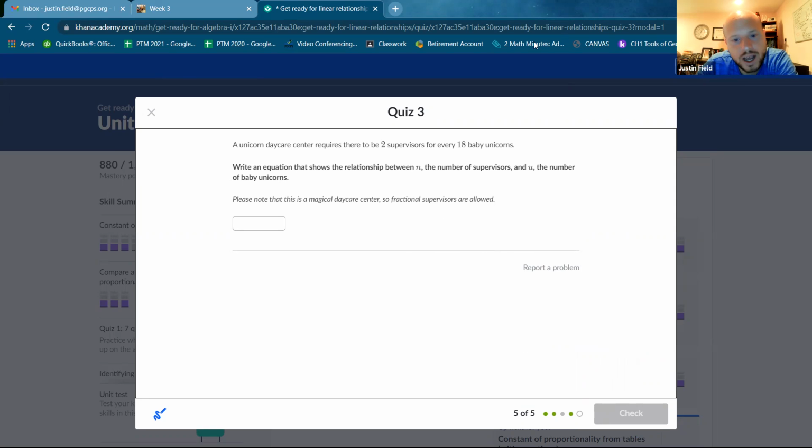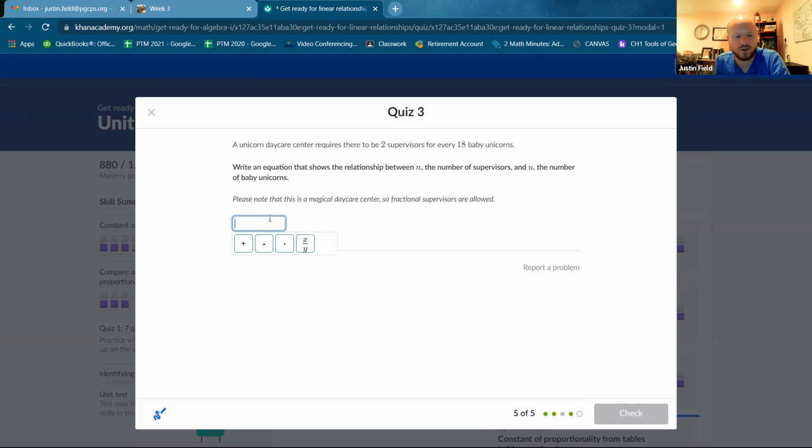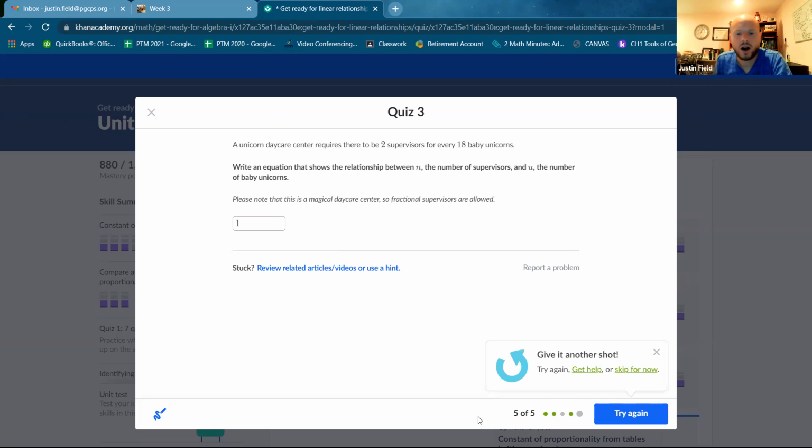A unicorn daycare center requires there are 2 supervisors for every 18 baby unicorns. Write an equation that shows the relationship. I think you can do that. All right, so that's quizzes 1, 2, and 3. Now you try and post in the organizer at least 6 times.